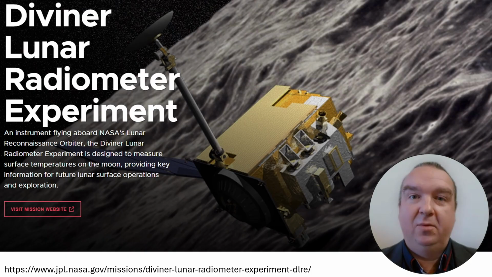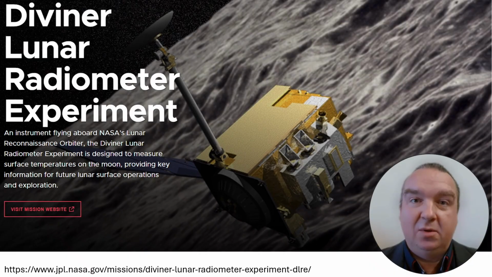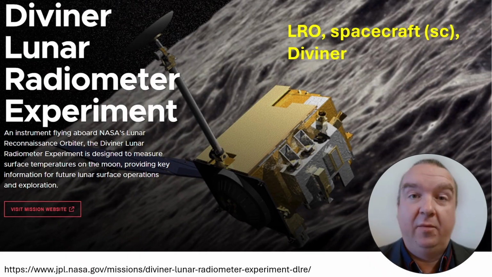And now we arrived at the Moon. The Lunar Reconnaissance Orbiter is equipped with several instruments. One of these is the Diviner Lunar Radiometer experiment, which aims to map the whole surface of the Moon with regard to temperatures. I will refer to the mission as LRO or spacecraft, and I will refer to the instrument as Diviner.